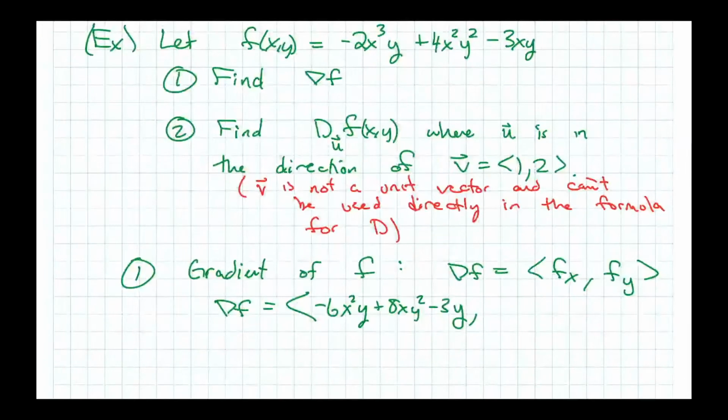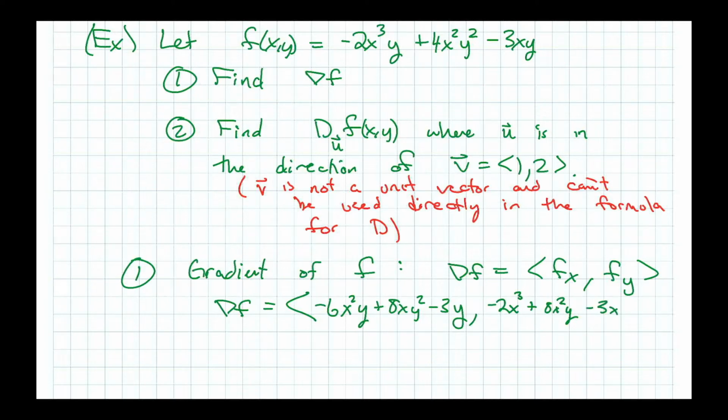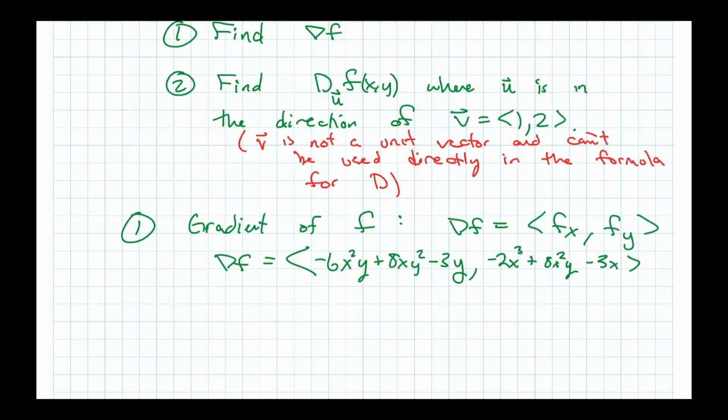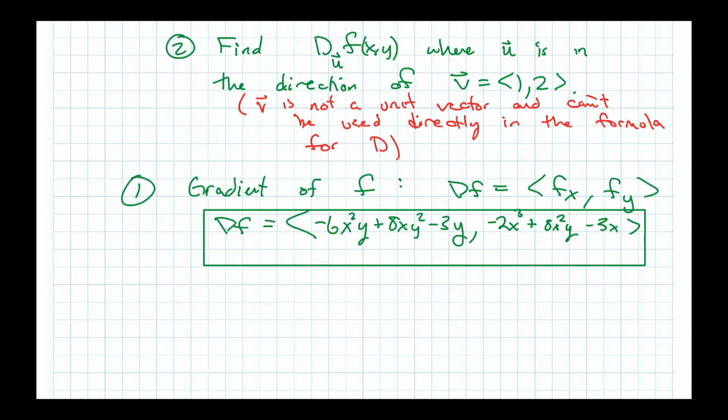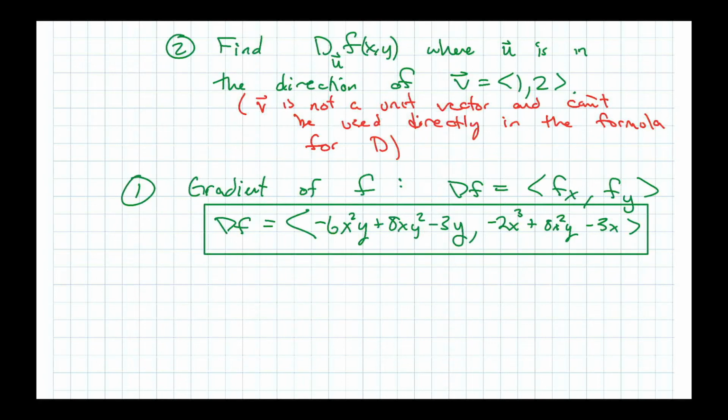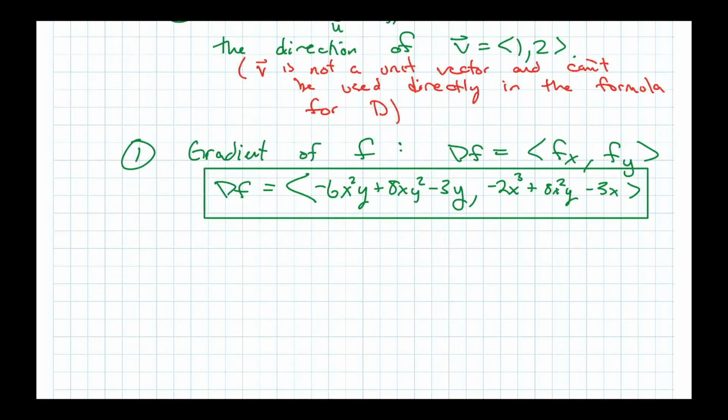Okay, so there's your partial with respect to x. Now you do the partial with respect to y. So we're going to get negative 2x cubed plus, looks like the derivative of y squared is 2y. So 8x squared y. And then finally, for the last one, it's going to be negative 3x. All right, so there's your gradient. Okay, so it's just the partial derivatives stuck in the vector there. Okay, very simple. All right, now once you have that, now we can do our directional derivative.